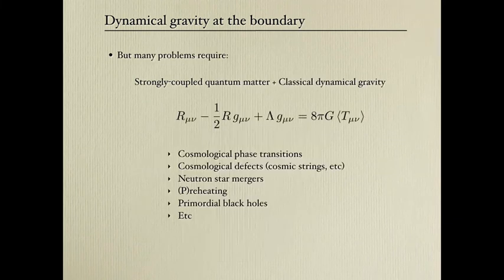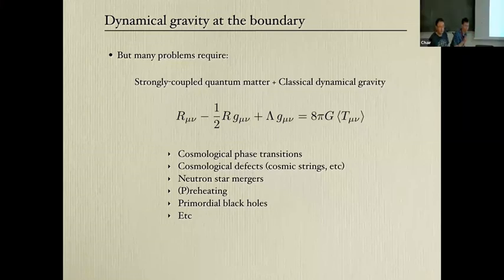But of course, there are many interesting problems that require coupling your strongly coupled quantum matter to dynamical gravity. For example, neutron stars, or cosmological phase transitions, if you want to go beyond the approximation that the universe is not expanding, primordial black holes, reheating, etc. Pretty much everything in cosmology requires a dynamical space-time. In that context, what you really want to solve is what's called semi-classical gravity, which is Einstein's equations coupled to the expectation value of a quantum system, for example, quantum chromodynamics or some other gauge theory.